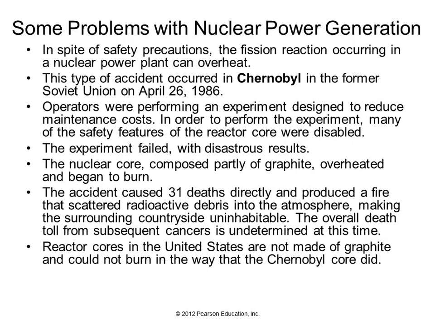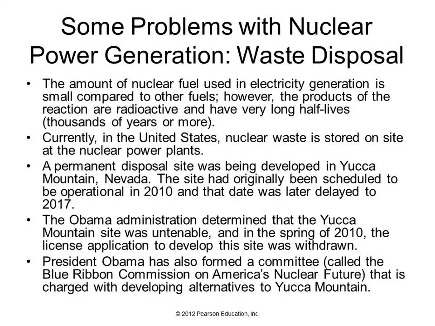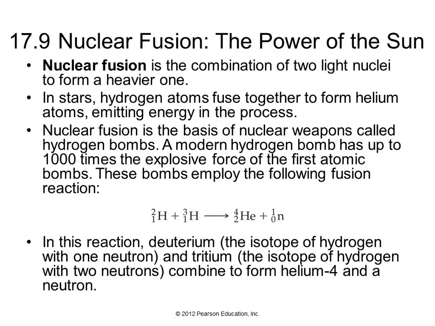Do you remember Chernobyl? That happened when I was in college, so I remember that one. That was a big deal. I think that was the biggest accident ever. That was a huge deal. Fission reaction, overheated. They were trying to save money on maintenance costs. So, the nuclear core overheated and began to burn. The reactor cores in the United States are not made of graphite, and so it's not even possible for them to burn like that one did. Probably the biggest drawback to nuclear power generation is disposing of the waste. That's a problem.